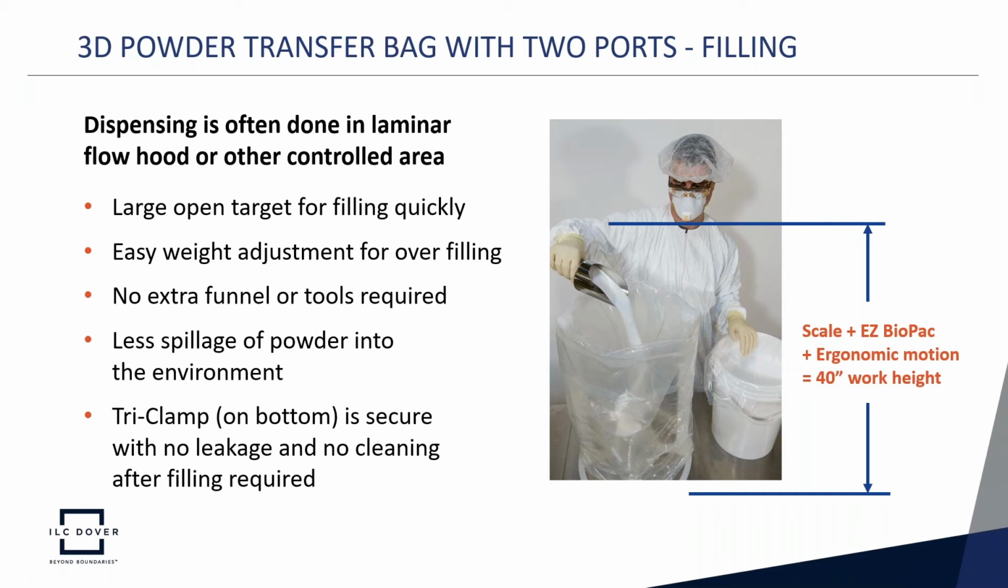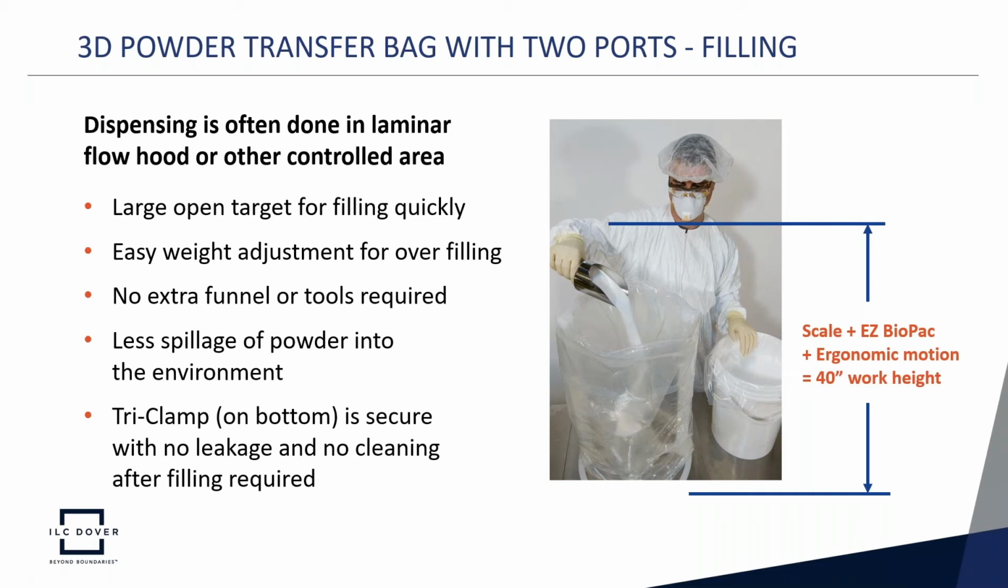So again, the whole process is meant to create a fast and easy filling process that's also accurate. You see on the picture on the right, we've added a dimension of a 40-inch working height, and this can be key, particularly when dealing with some type of laminar flow hood or some kind of fume hood area that the filling might be done in. Here we're showing a 25-liter EZ BioPac, and the ergonomic working height, including some room for the operator to lift above the EZ BioPac and do the filling. We see it's about 40 inches.